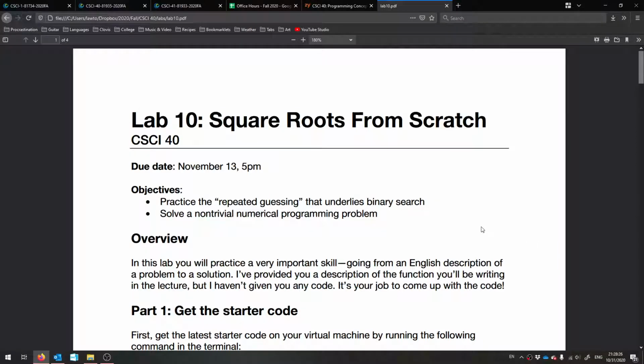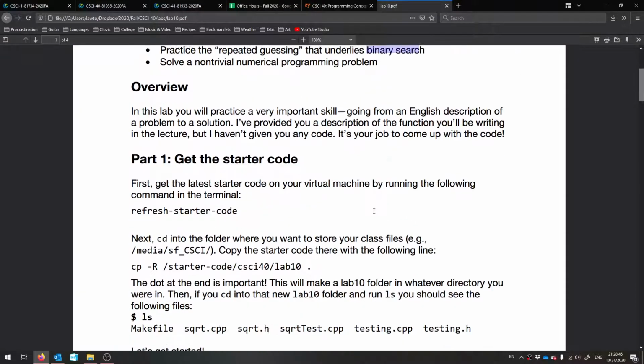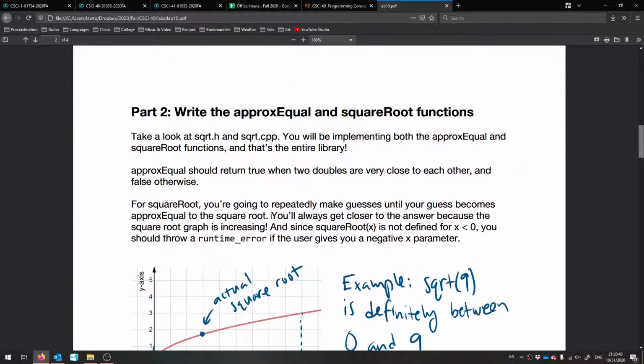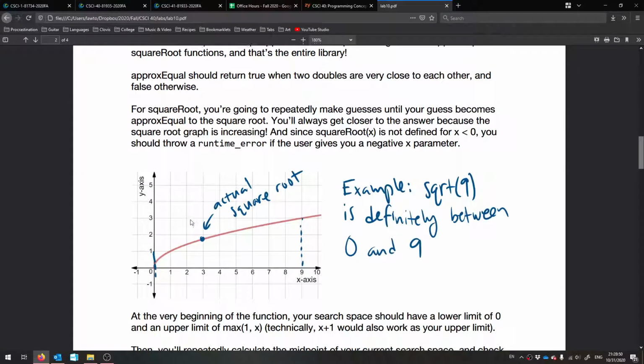Alright, hello and welcome to Lab 10. In this one you're going to be calculating the square root of a number from scratch, so you're not going to use any libraries or anything like that. You're just going to practice what we learned when we talked about binary search. You're going to repeatedly guess where you think a square root should be, and eventually you're going to get to the right place. So go ahead and get all the code, and then you are ready.